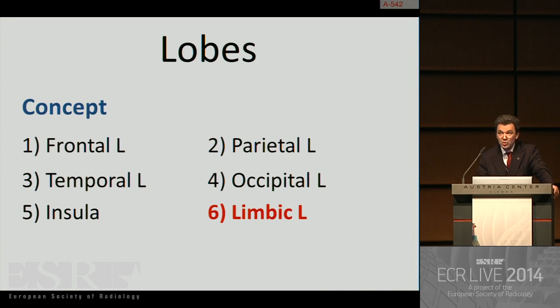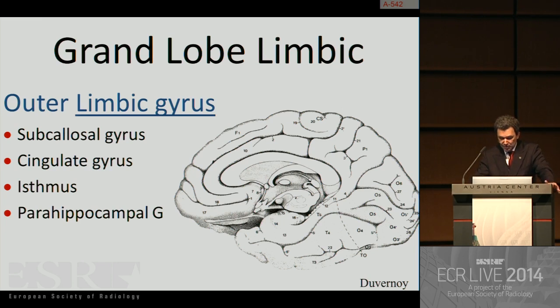That then evolved through Broca, who added the so-called limbic lobe to the 5 known lobes at that time: frontal, parietal, temporal, occipital, and the insula. The limbic lobe, in the way that he described it, is well defined, and it was further described and refined by Duvernois, among others. And he subdivided the limbic lobe into 2. The limbic gyrus, or the outer limbic gyrus, consists of the subcallosal gyrus here, which goes on to the cingulate gyrus, which is the biggest part, goes around here into the isthmus, and then to the parahippocampal gyrus.